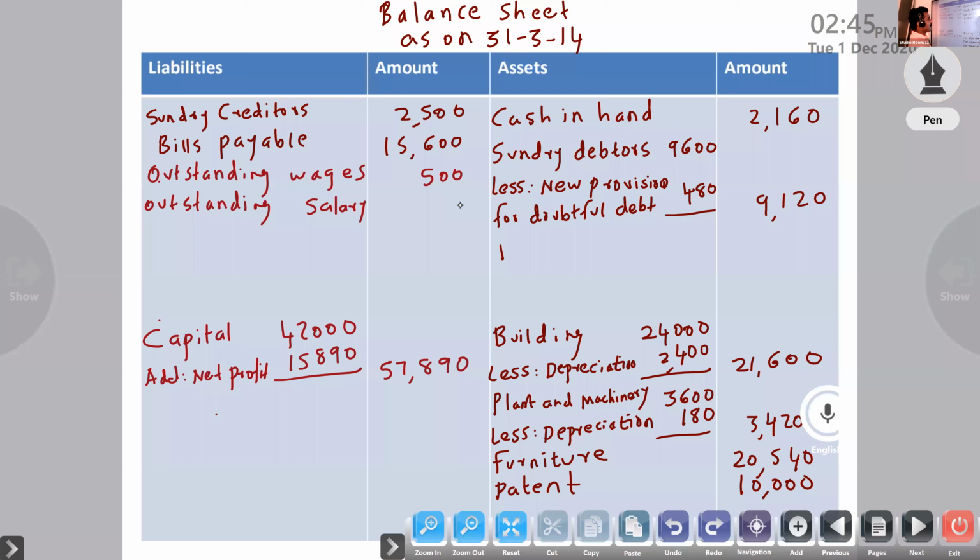Next, third one, factory rent prepaid. Atul, prepaid factory rent, where will it come? Prepaid expenses. Yes, sir. Factory rent prepaid 100. Fourth one, depreciation. We wrote in both assets. Then outstanding insurance, that is an outstanding expense. Pavitra, where will it come? Asset or liability? Outstanding insurance. Liability, outstanding insurance 100. Over.